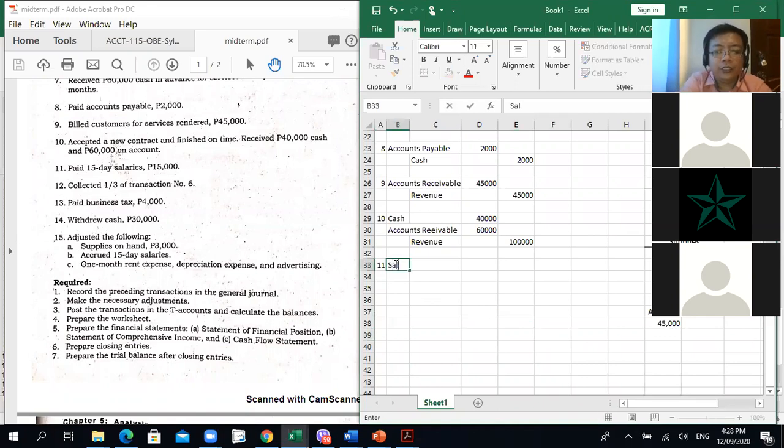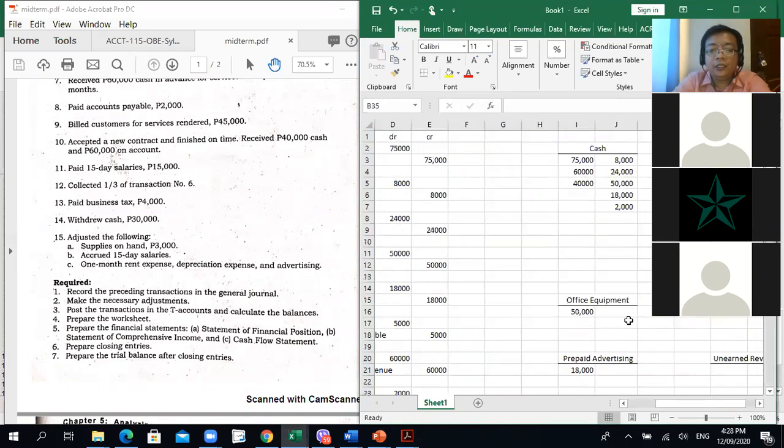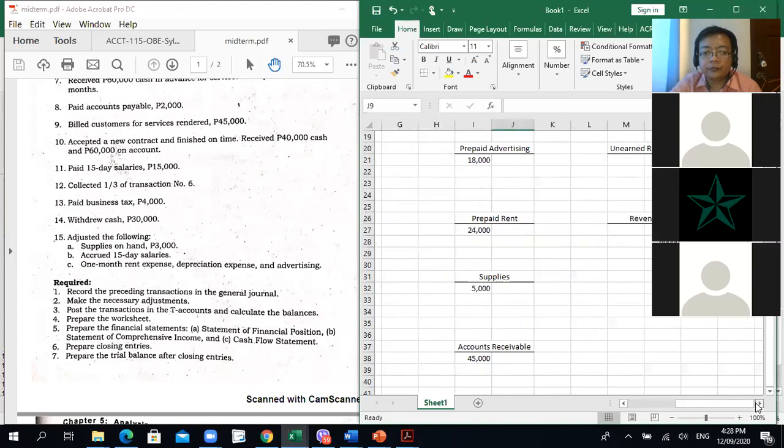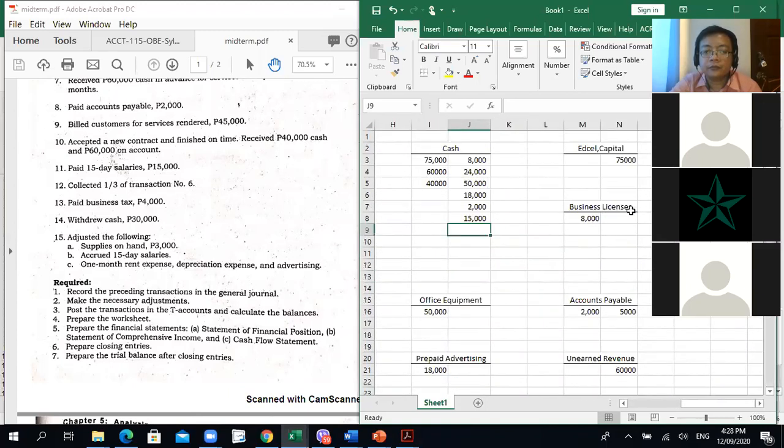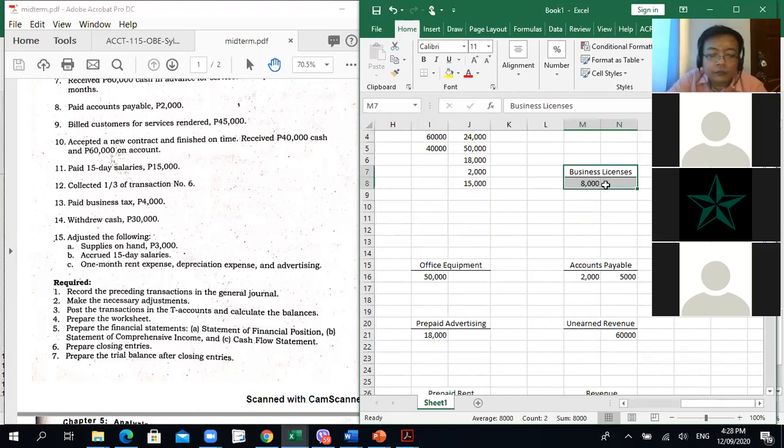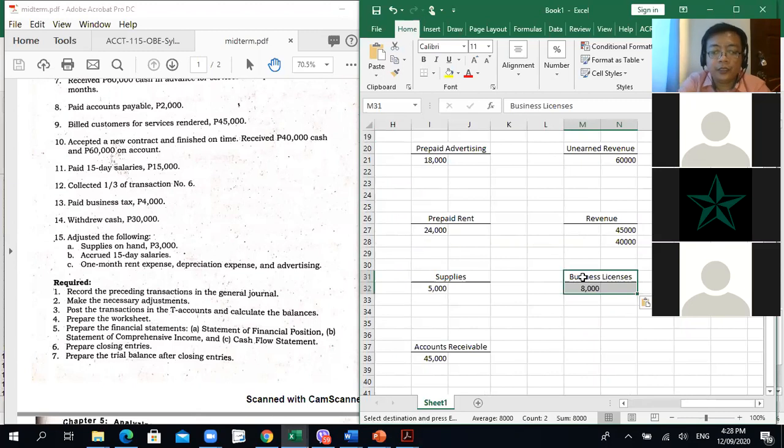Paid 15th day salaries of 15,000. So meaning it is part of your salary expense. All right. Salary expense, how much? The salary expense is worth 15,000 and you credit here cash of 15,000. Paid, paid. All right. So here you put here 15,000 cash and also salary expense. So you have here salary expense. How much? 15,000.